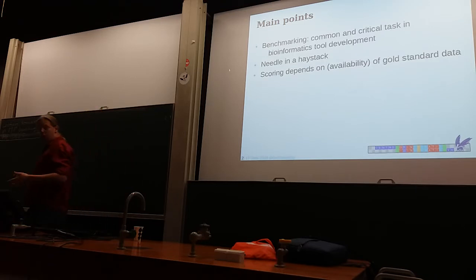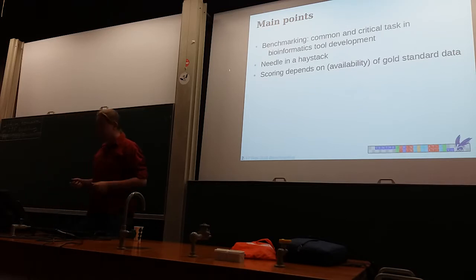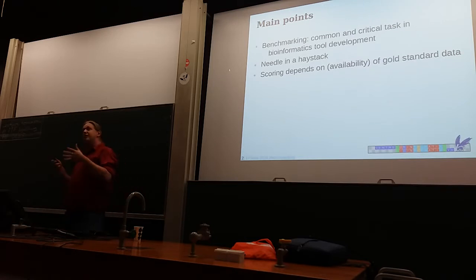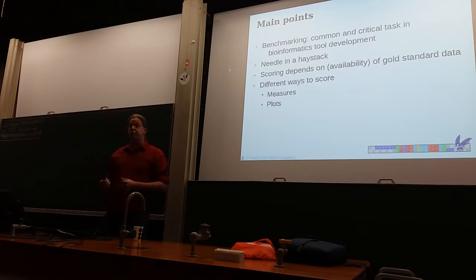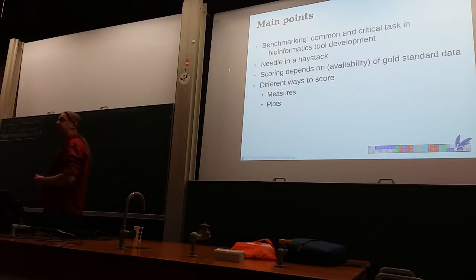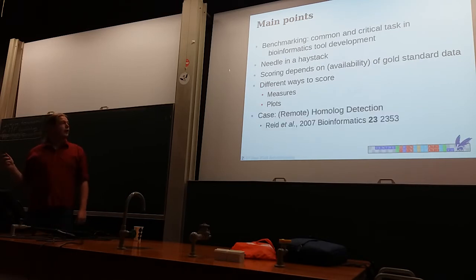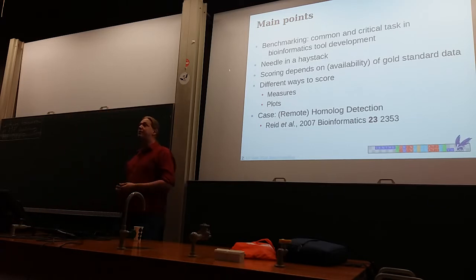The way in which you score your benchmarking really depends on what you compare it with, and that assumes that there is indeed something that you can compare it with. We call it a gold standard or a ground truth. And obviously, if there are issues with your ground truth, then there will also be issues with the way you compare your predictions with it. There are different ways to score them. We'll go over a couple of measures and a couple of different plots that you can use to evaluate how well you predict your gold standard. And the case that we'll examine to go through this is the Reed paper that most of you should have read for today about remote homolog detection.